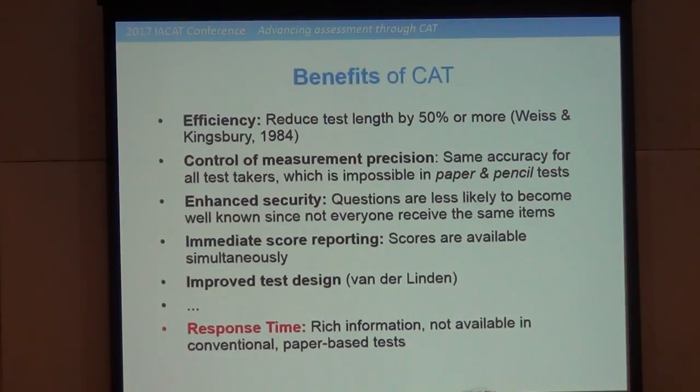And there is one more. We can have a response time. This variable, or this characteristic, has rich information for us to mine. And this is totally not available in conventional paper-based tests. For all computerized adaptive testing, from the log file, we can know how much time each test taker spent on each item.